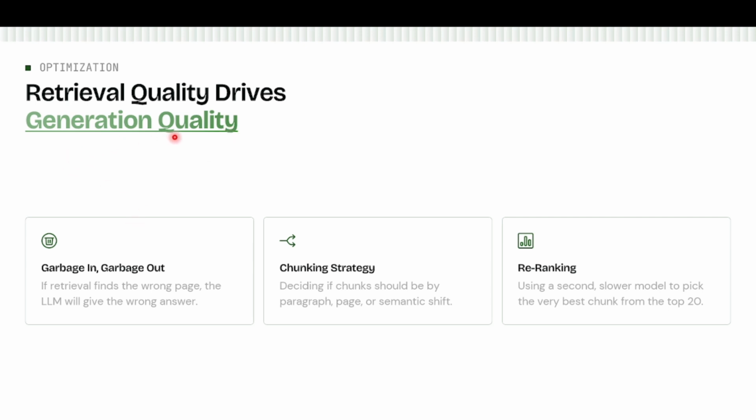So how do you improve generation quality? First, you must know that whatever you put into the system is what you get out of the system. Garbage in, garbage out. Okay, CS 101. If the retriever finds the wrong page, the LLM will give the wrong answer. So know that very well.